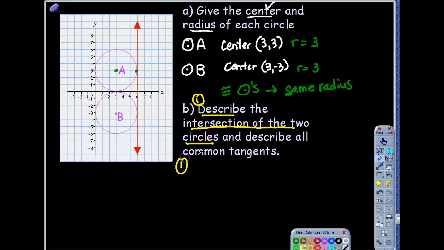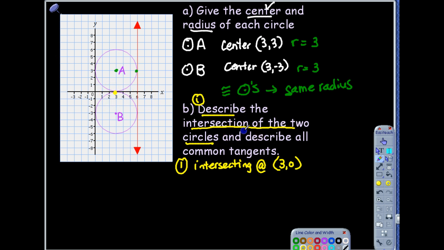First of all, they're telling you the circles are intersecting, which we can see too. I noticed that those two circles intersect at a point. When they say describe, what do you think we want? Probably to give the coordinates of that point. Exactly. So these circles are intersecting at the point (3, 0). Be specific, telling me where they're intersecting.